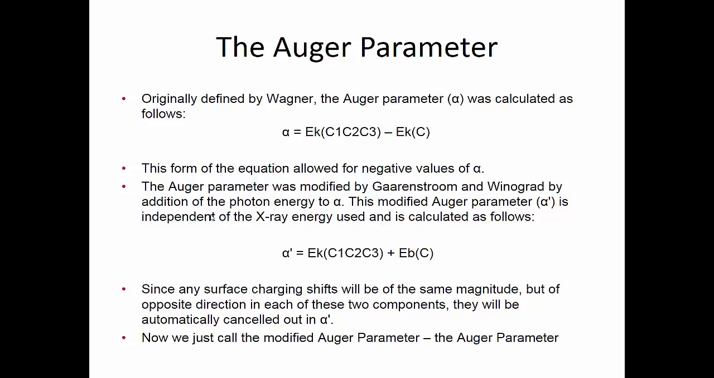The Auger parameter was then modified by the addition of the photon energy to alpha, and this modified Auger parameter, alpha prime, is independent of the X-ray energy used. So it's calculated as the kinetic energy of the transition of the Auger electrons plus the binding energy of the core photoelectron. It has the benefit of canceling out charging effects, and this is what's used now. They don't call it the modified Auger parameter anymore, it's now just the Auger parameter.